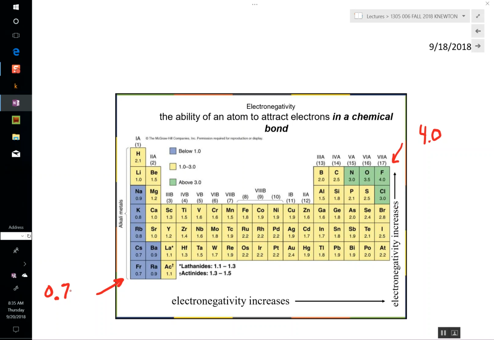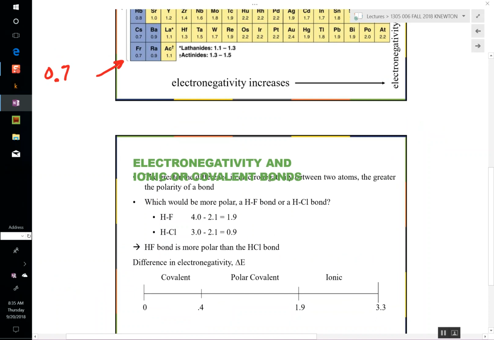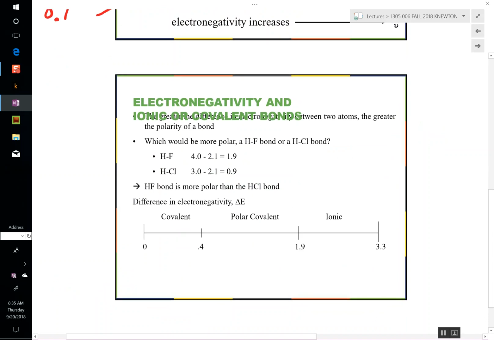So let's see how we use this. Okay, so right below here, I've got this slide right here. I'm sorry, I gotta clean these up a little bit. What's that say underneath there? The greater the difference in electronegativity between two atoms, the greater the polarity of a bond.